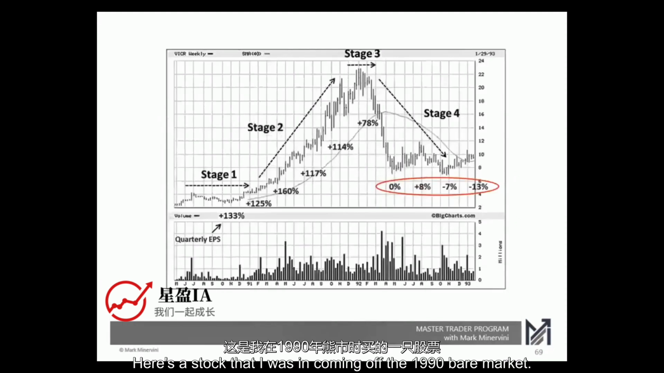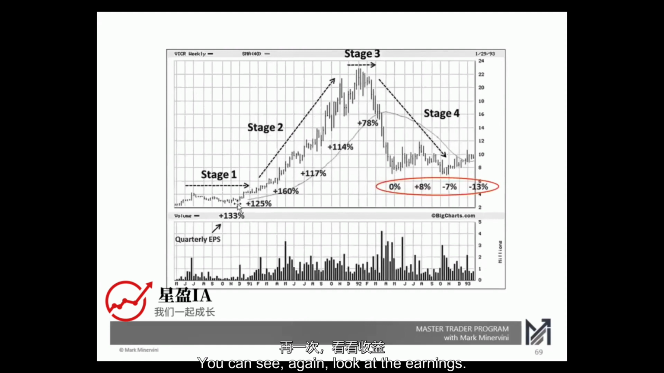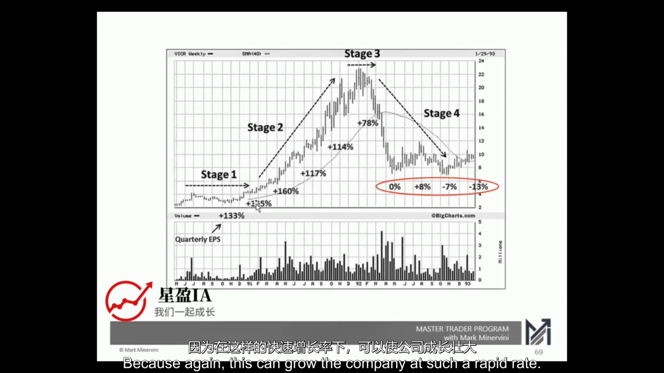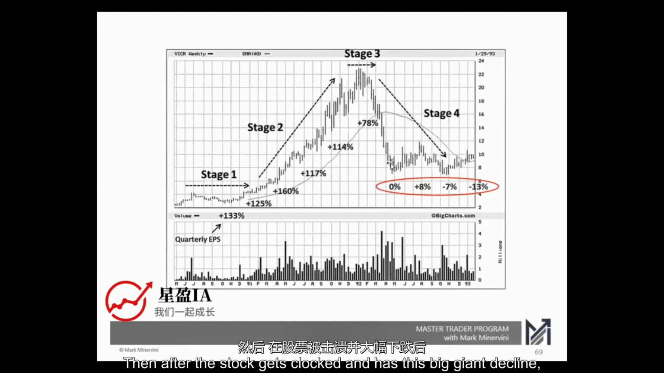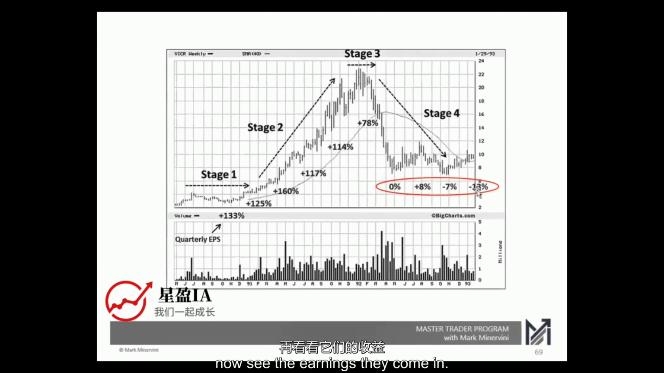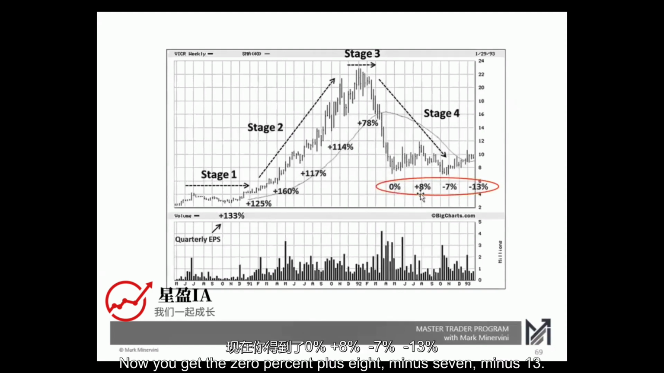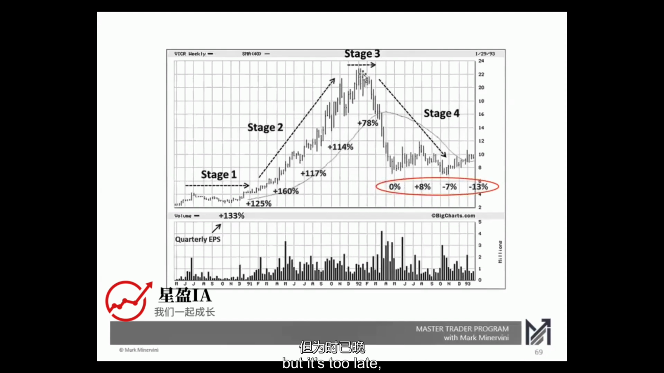Here's a stock that I was in coming off the 1990 bear market. I bought Vicor coming out of an IPO base. And you can see, again, look at the earnings. You get these big triple-digit earnings. That's what's driving the price of the stock because, again, this can grow the company at such a rapid rate. And then after the stock gets clocked and it has this big, giant decline, now see the earnings. They come in. Now you get the 0%, +8, -7, -13. Now all the growth's gone, but it's too late.